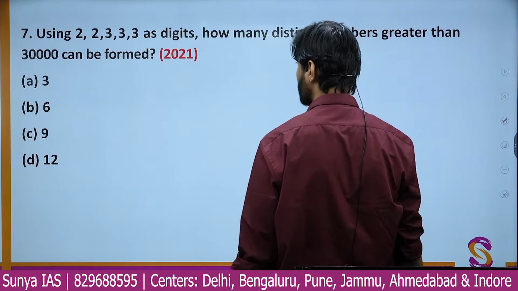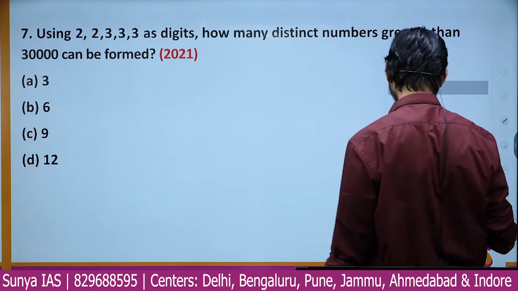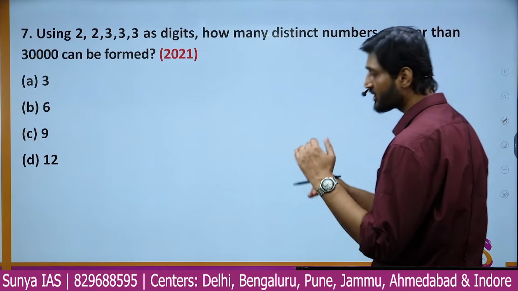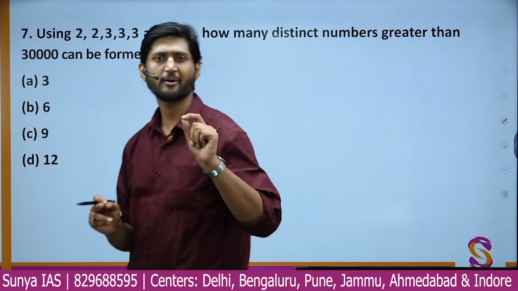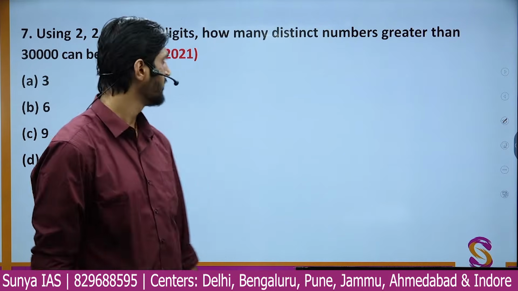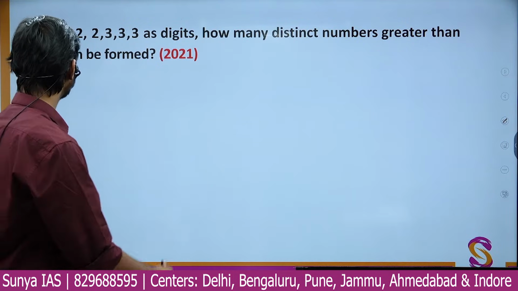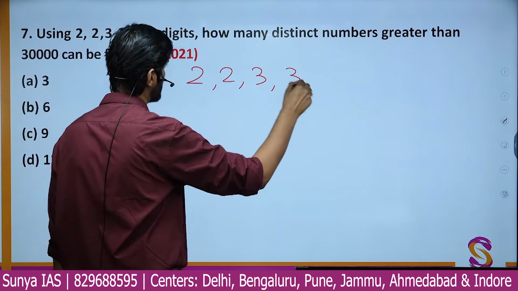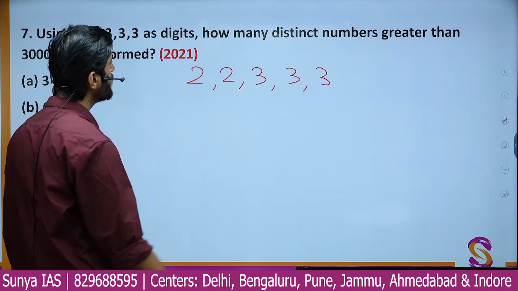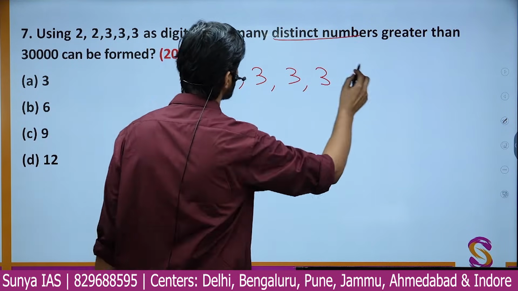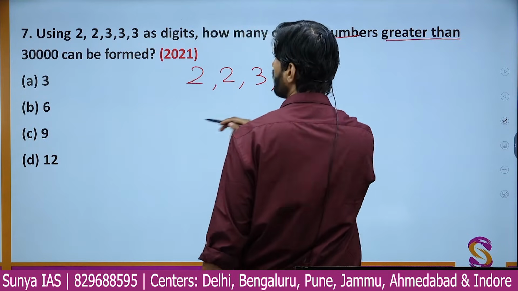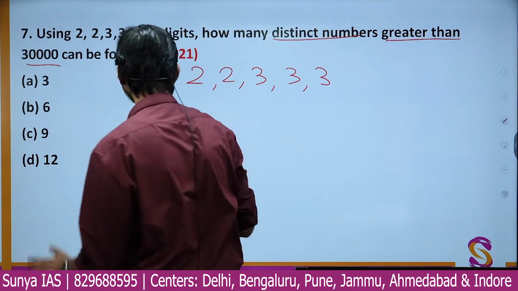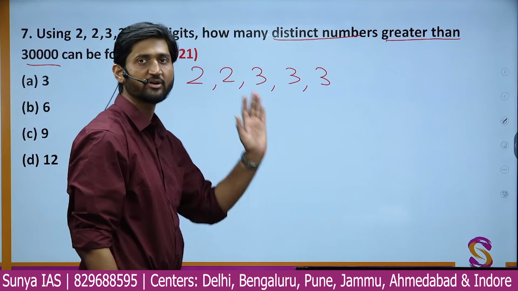We have this question, question number 7. And in this, there is a level up, so we'll be using a concept just a step more. So let us see. We have the digits 2, 2, 3, 3 and 3. How many distinct numbers greater than 30,000 can be formed? How many different numbers which are greater than 30,000 can we form?